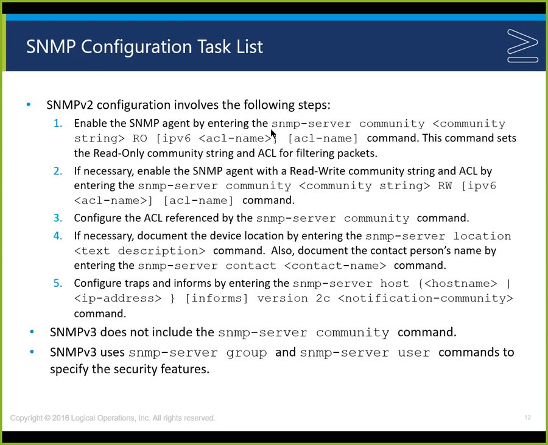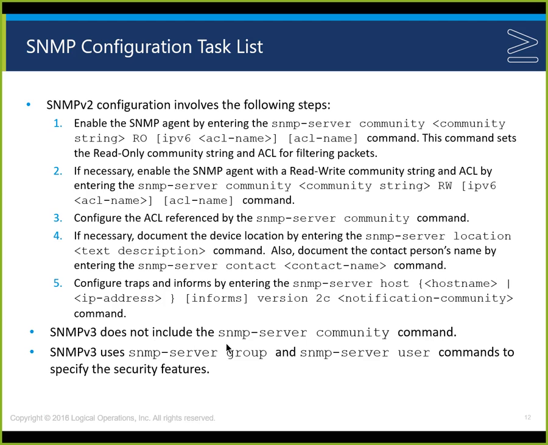Configuration of these things: SNMP server community, the community string, whether we're going to have a read-only, access control list name, or whatever's going to go in here. Enable the agent with a read-write. Same thing, community string, read-write, IPv6 ACL name or ACL name on these things. With the ACL, we're going to filter who can actually use the get condition. You don't have to put an access control list on it. You can if you want to limit who can actually see the traffic.